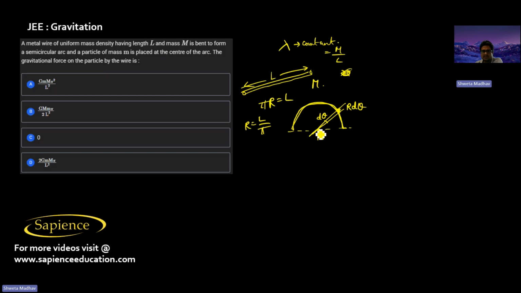The force of attraction will be there. This is angle theta. If the small gravitational field is dE, this is dE cos theta, and this will be dE sin theta. So the dE cos theta components will get cancelled. So only dE sin theta will remain. So the net gravitational field will be equal to the integral of dE sin theta, where theta will go from 0 to pi.